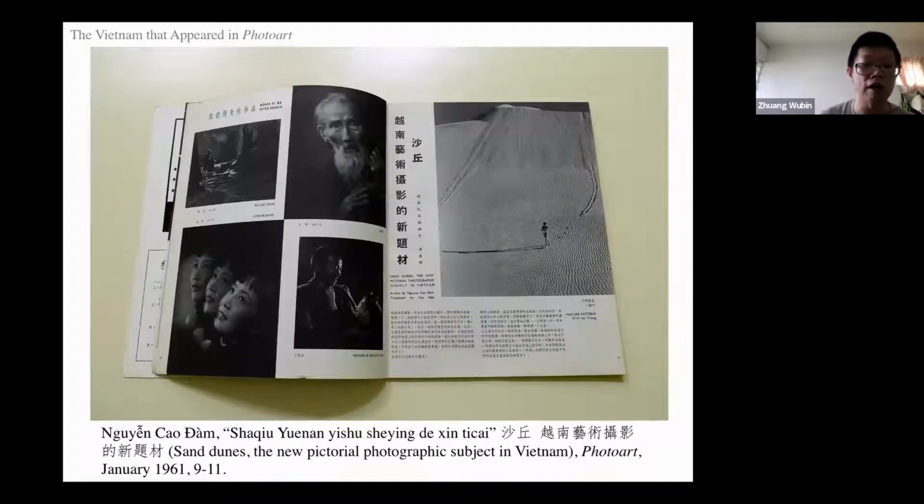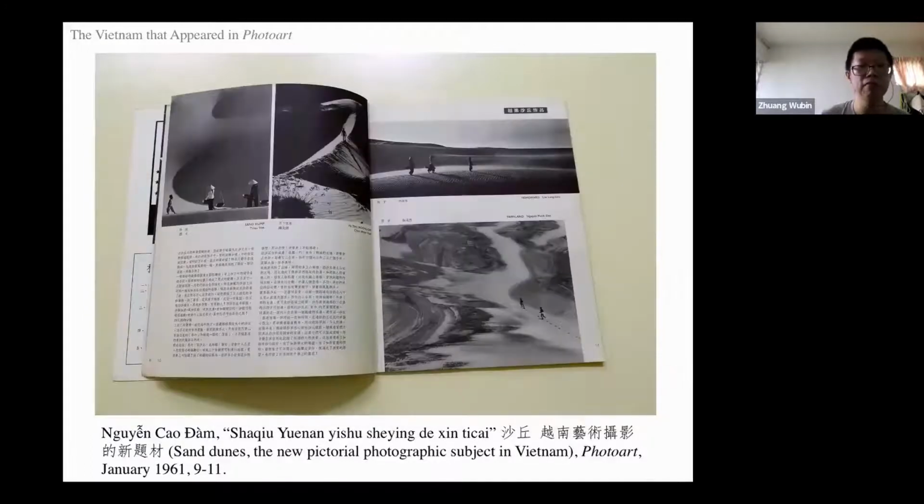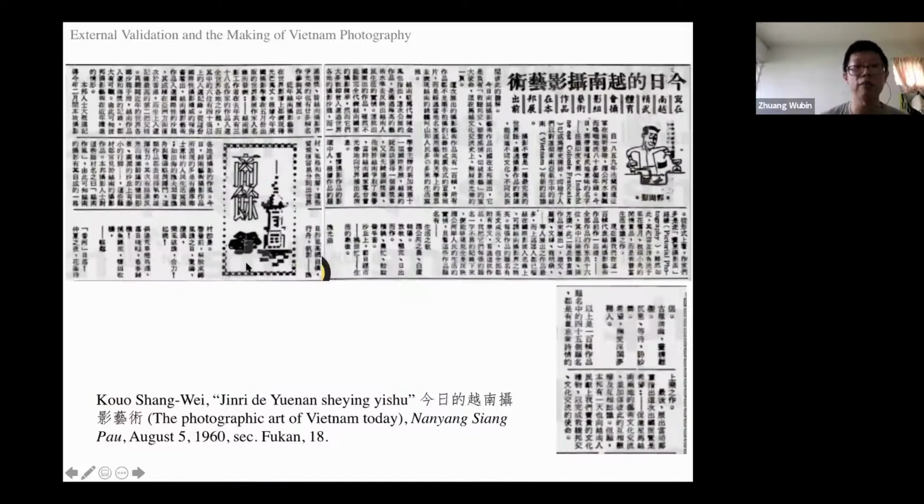So this article actually talked about the subject of sand dunes, which remains a very popular subject in Vietnamese photography. And in the article itself, they mentioned the fact that even Singapore photographers connected Vietnamese photography with the iconography of sand dunes. And so this is a report published in Photo Art in 1961, referencing an article published in Singapore in 1960, which talks about the style of Vietnamese photography, Republic of Vietnam photography, and its connection with the iconography of sand dunes.